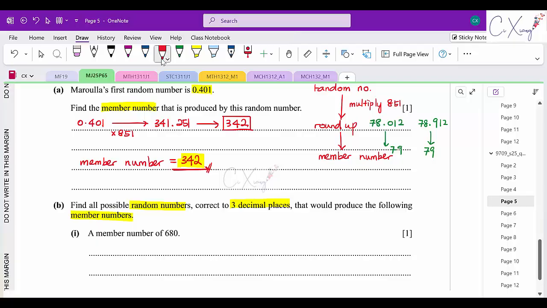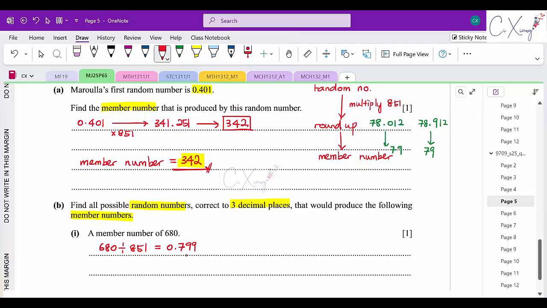Okay, so let's take the first one, 680 divided by 851. Let's see what we get here. You'll get the value 0.799, which means that if you take 0.799 multiplied by 851, you need to round it up to 680. Okay, so that's one of the possible values.